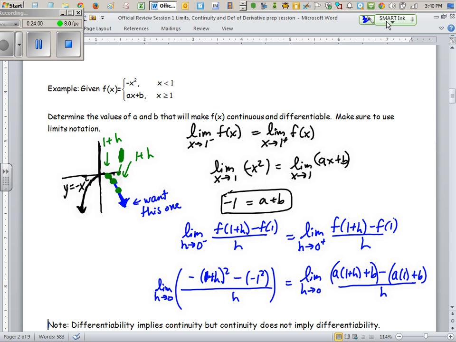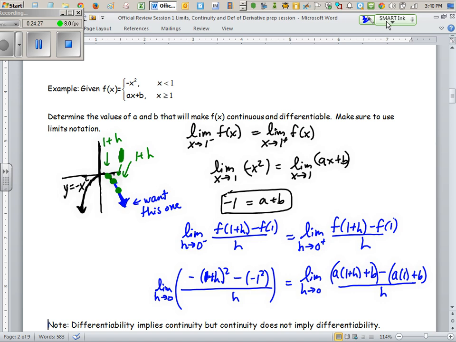Okay, so what did I do? I plugged in 1 plus H and 1, these two points, into the difference quotient. So it's basically rise over run: f of 1 plus H minus f of 1 all over 1 plus H minus 1. So that's the slope between there and there. The slope between there and there is on the other side. Now if you simplify all this, guess what? You get A equals negative 2.